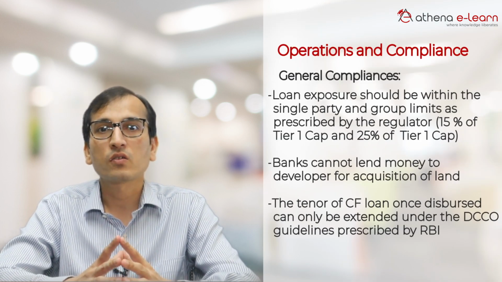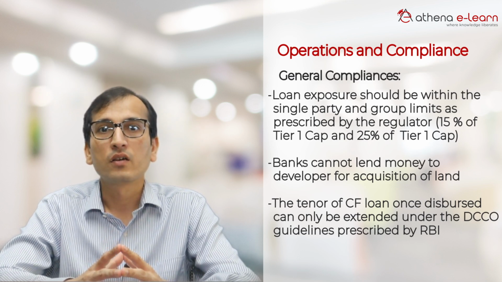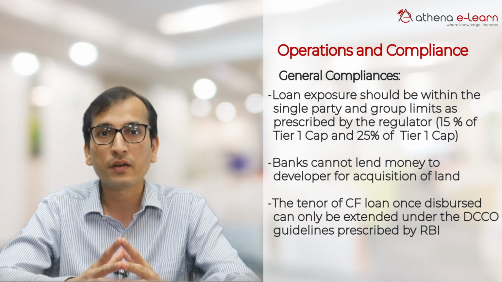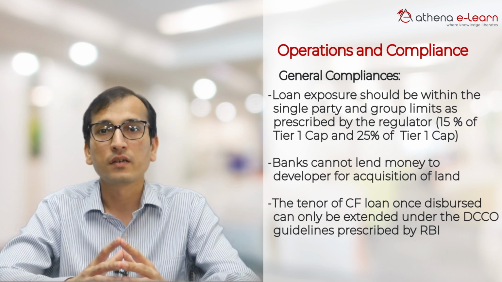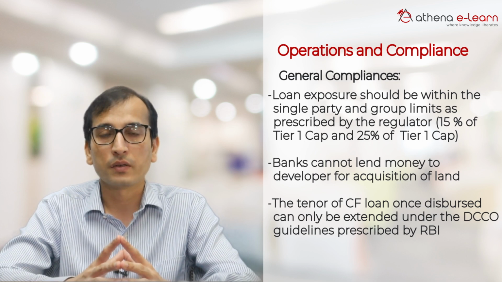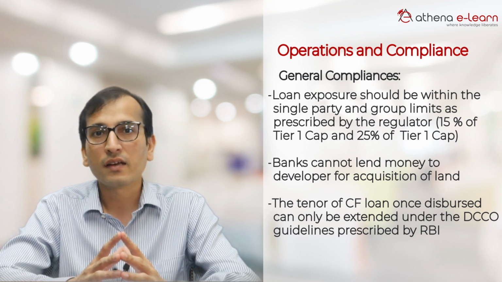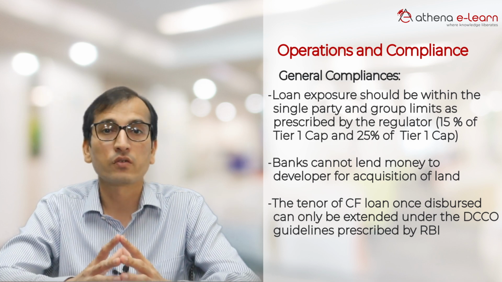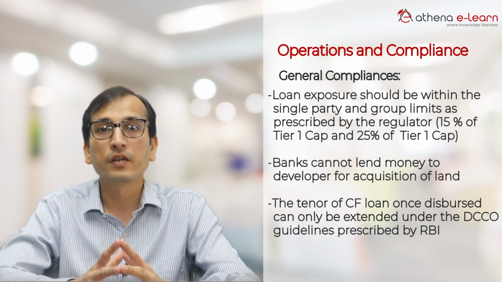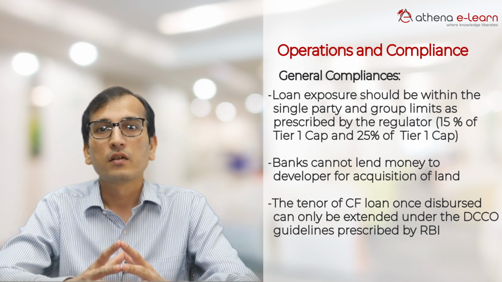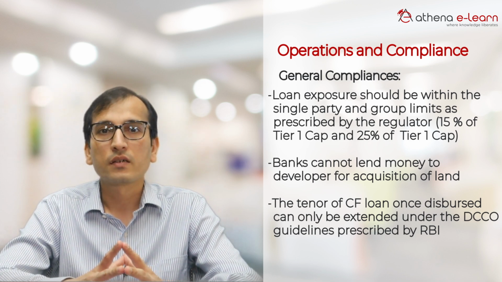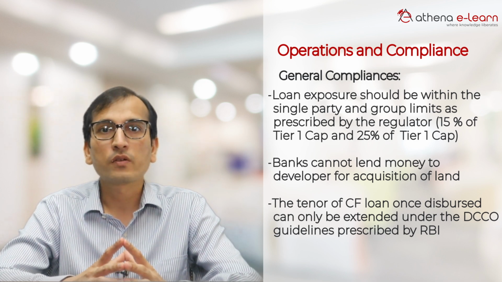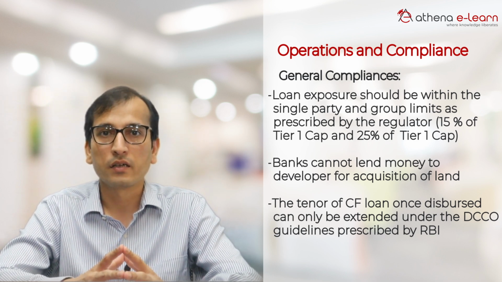Typically, the construction finance loan cannot exceed, for a single borrower, 15% of the Tier 1 capital, and on a group basis 25% of the Tier 1 capital. Typically, banks cannot disburse construction finance loan for the purpose of acquisition of land. It is prohibited under the RBI guideline. A CF loan, once disbursed, cannot be changed except under the DCCO guidelines prescribed by the RBI.